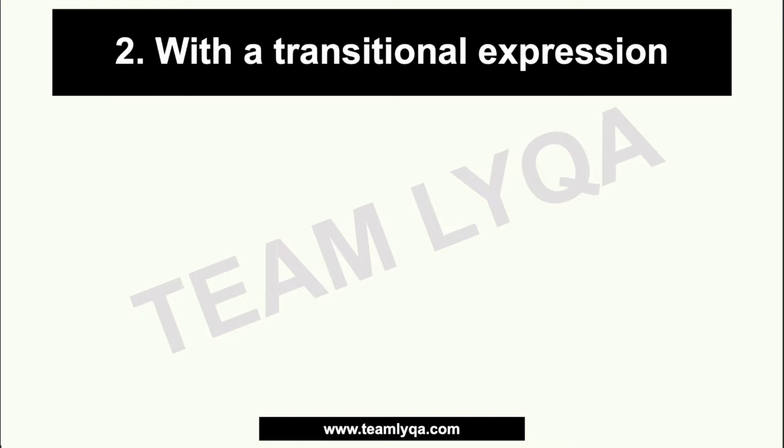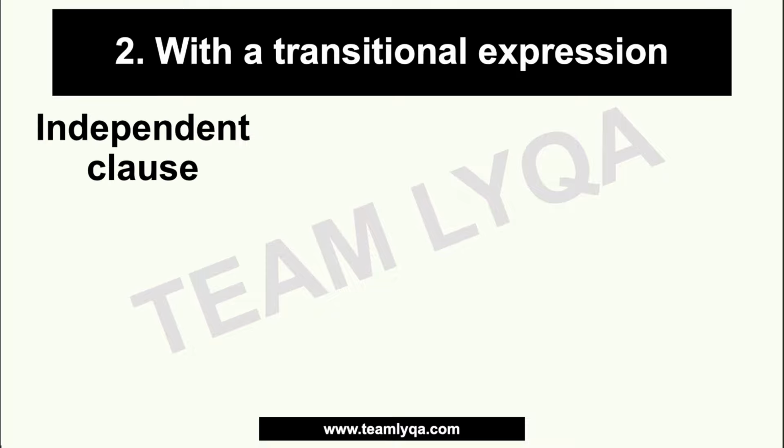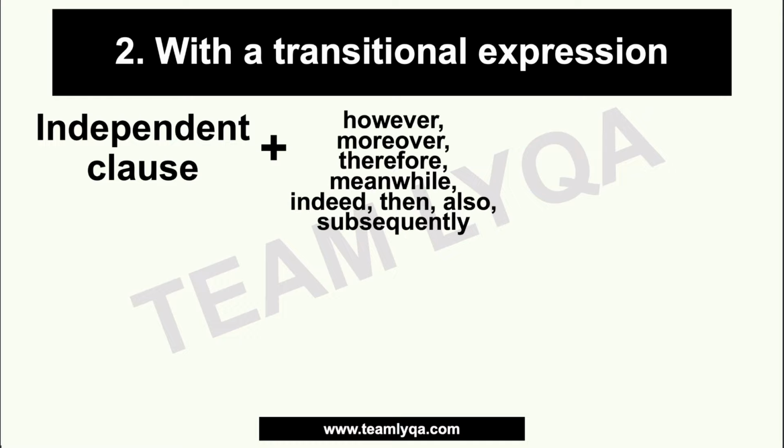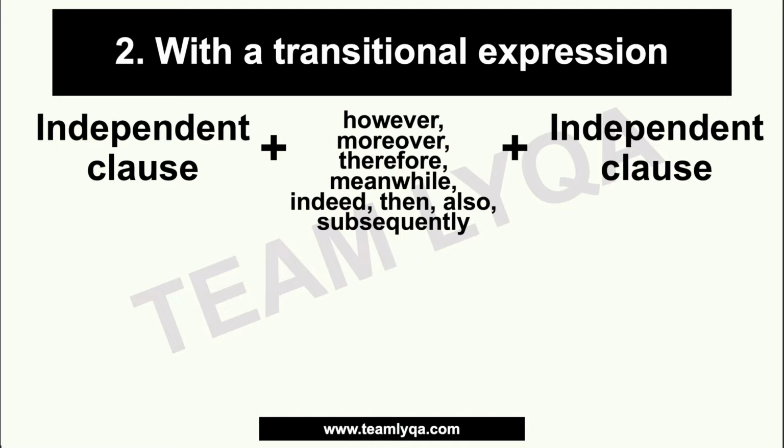Okay? Now, yung transitional expression na mention natin kanina would look like this. You have your independent clause. Tapos meron kang minsan comma before this, minsan wala. Tapos yung transitional expression natin, you have however, moreover, therefore, meanwhile, indeed, then, also, subsequently, and may mga iba pang examples na hindi ko nailista dito. Tapos nakadugtong yung isa pang independent clause.